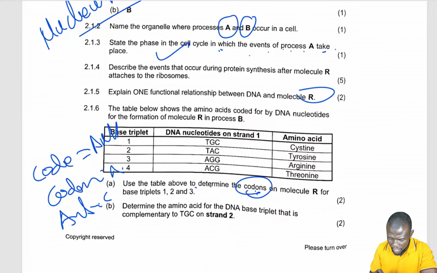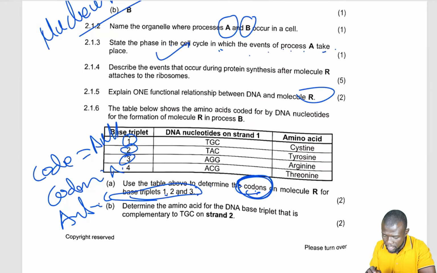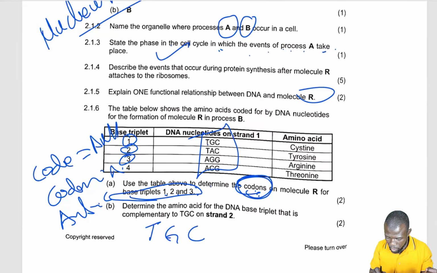Then they're saying write the triplet bases. Okay, triplet 1, 2, 3. So they are saying write the codons. If this is DNA, then I'm going to have to change it into messenger RNA. So the template TGC, and then you have TAC, and then you have AGG.